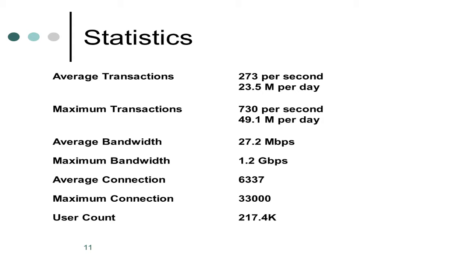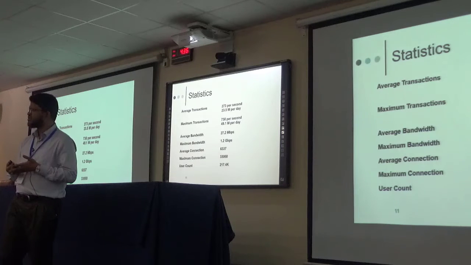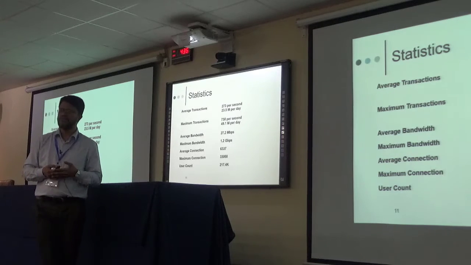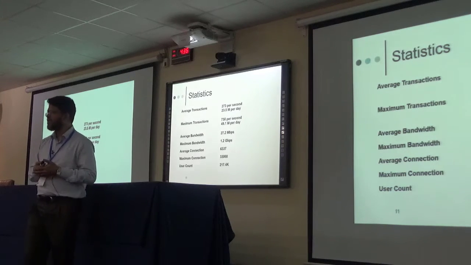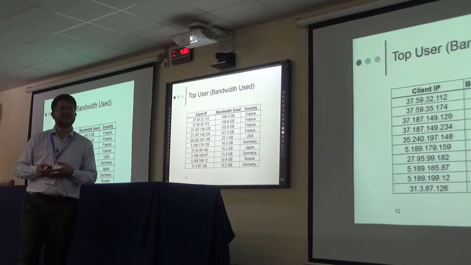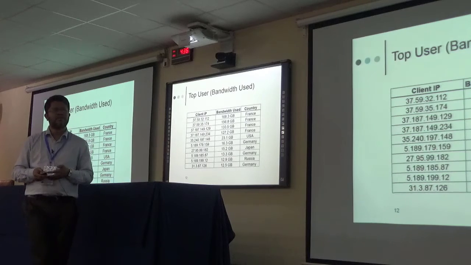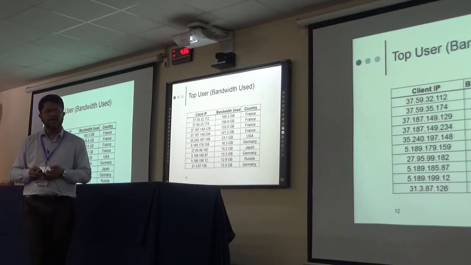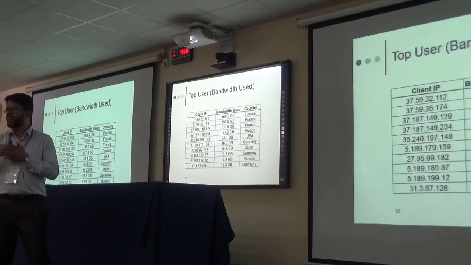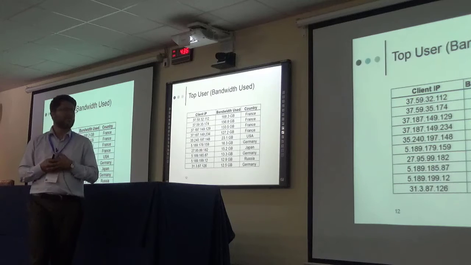We have a maximum connection of 33,000 in one attack scenario. User count basically means unique IP addresses, and so far we have 217,000 unique IPs identified by the system. These are some of the statistics on different IPs, and the bandwidth that these IPs used. Bandwidth is calculated from the request and response.